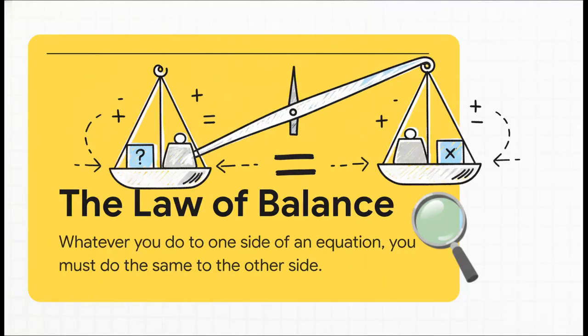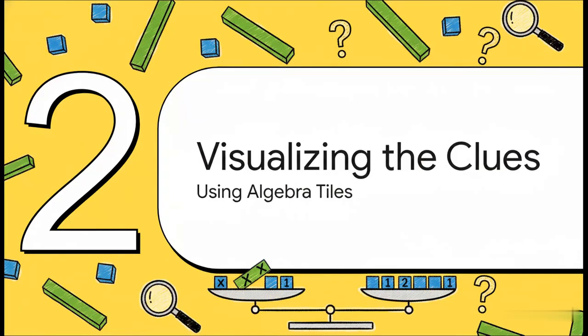Now listen up, because every good investigation has one golden rule, one law you can never, ever break. For us, it's the law of balance. That equal sign, that's the center of our scale. To keep our investigation totally fair and our clues valid, any action we take on one side, any operation, any move, we have to do the exact same thing to the other side. This one is non-negotiable.